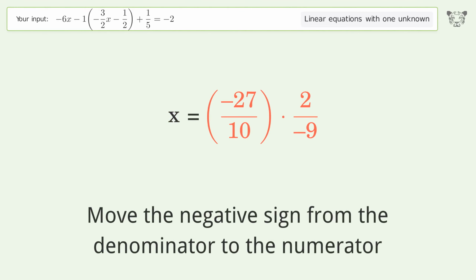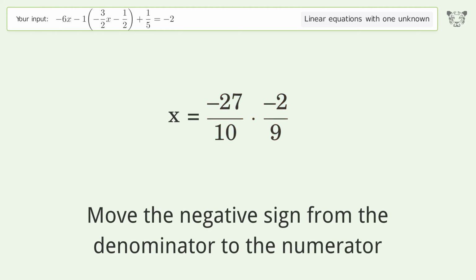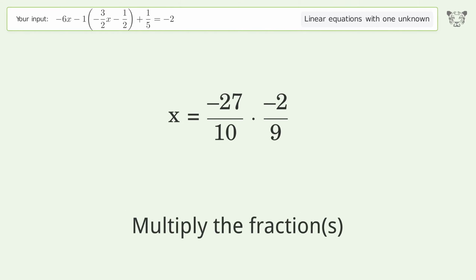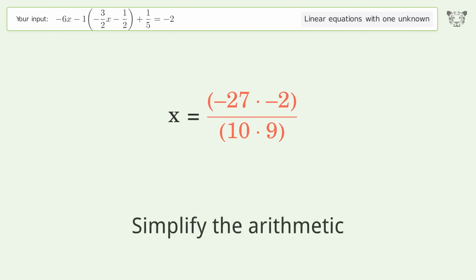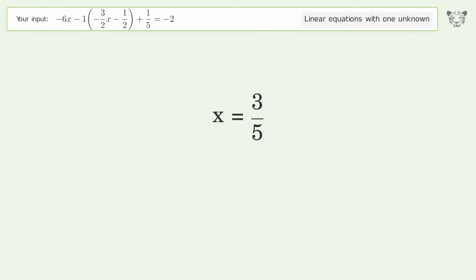Move the negative sign from the denominator to the numerator. Multiply the fractions. Simplify the arithmetic. And so the final result is x equals 3/5.